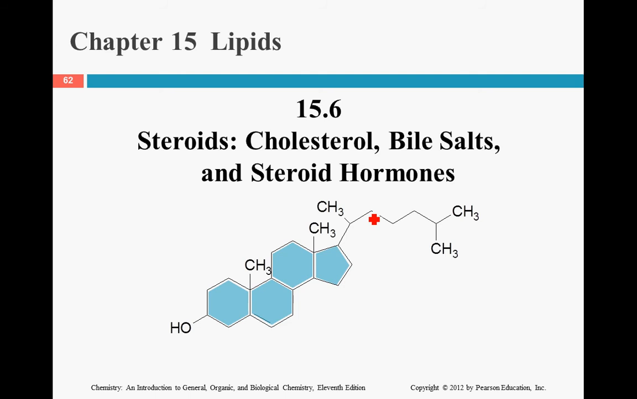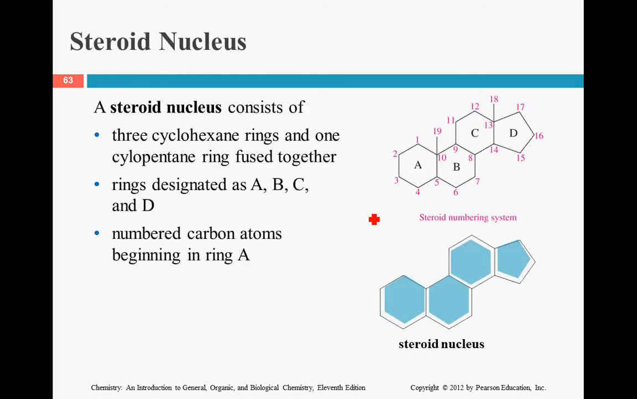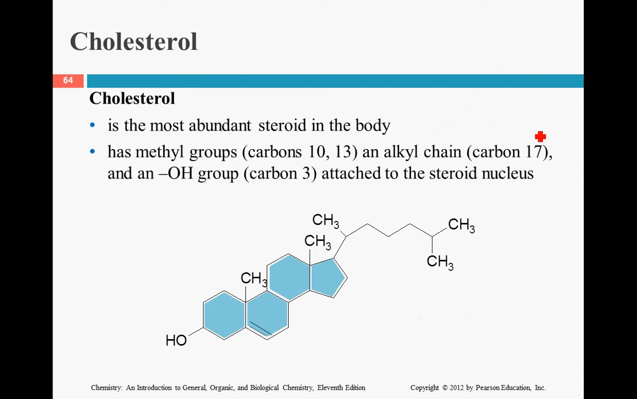The last type of lipid that we're going to discuss are steroids. A steroid contains a steroid nucleus. That contains 3 hexagons and 1 pentagon, labeled A, B, C, and D. And you're going to see this particular structure over and over and over again with steroids.